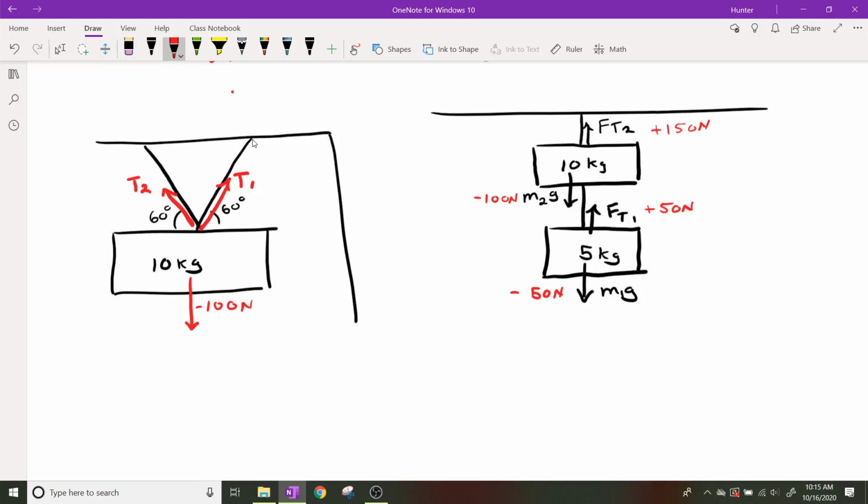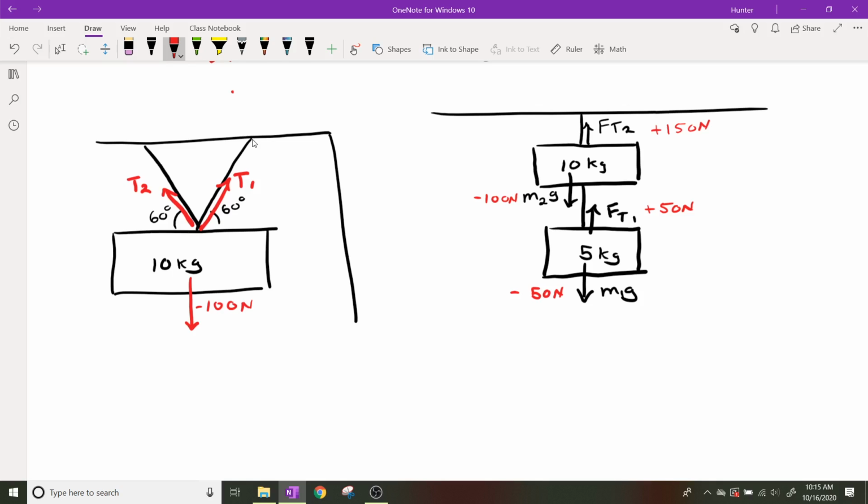So if they're different degrees, we're going to have to be a little bit more analytical. We're going to have to be more skeptical about whether or not those tensions are going to be the same, because you're going to have to prove it to me if that's the case.